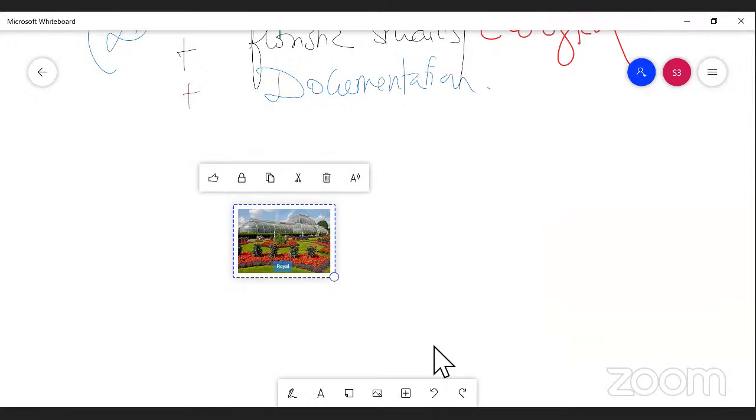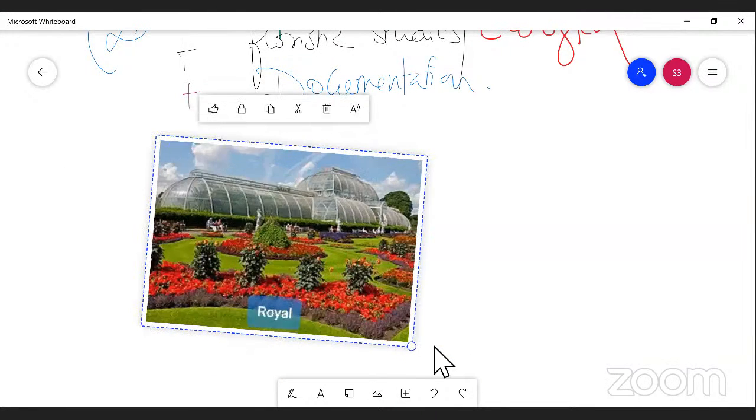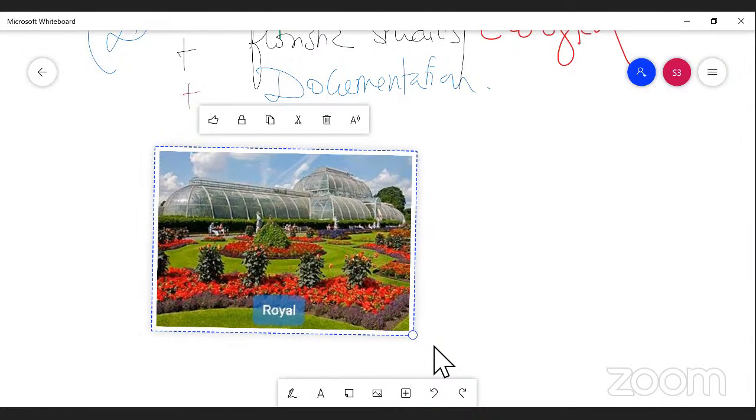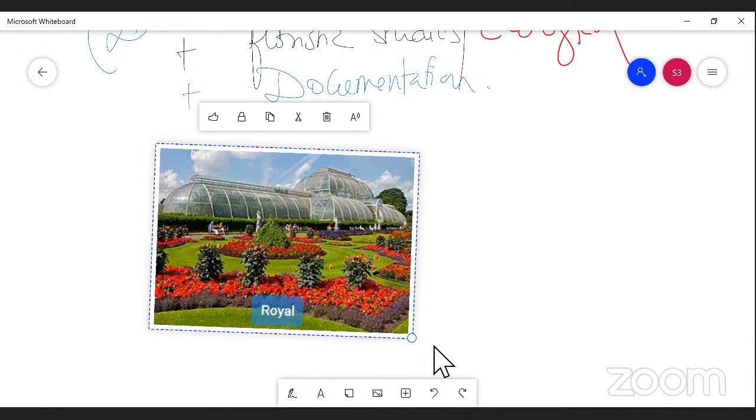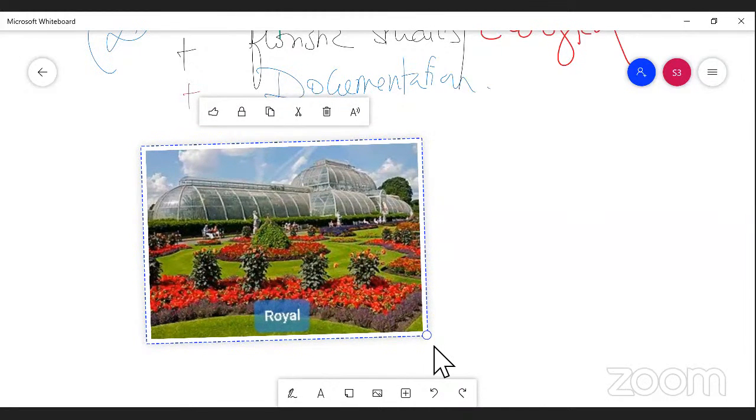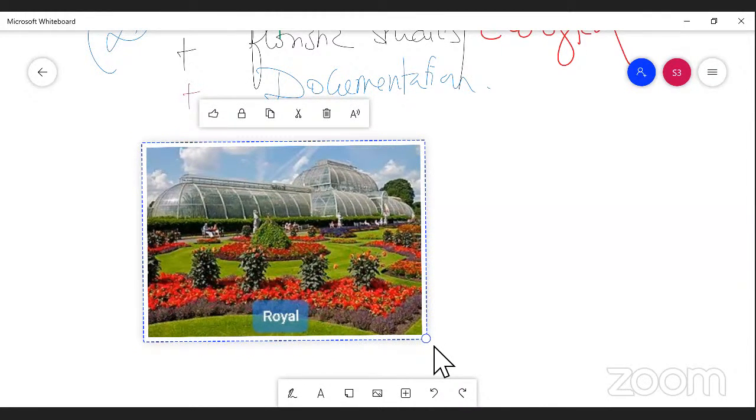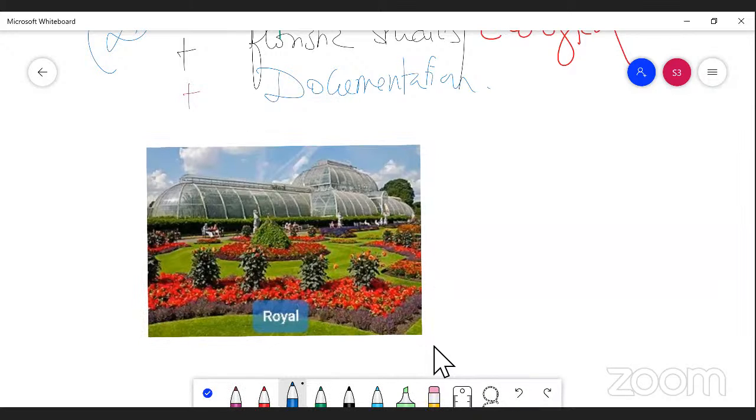So this is the Royal Botanical Garden, right? Which is the largest herbarium. And this Royal Botanical Garden was established in the year of 1840, no, 18. I'm talking about the Herbarium of the Royal Botanical Garden, right?